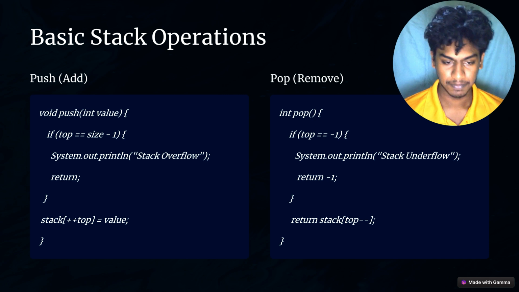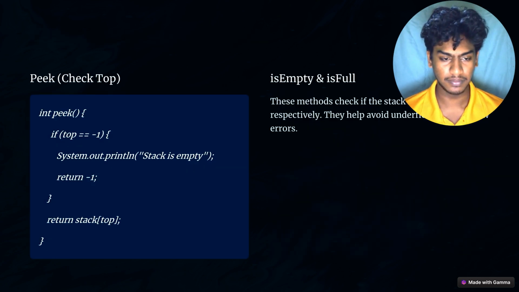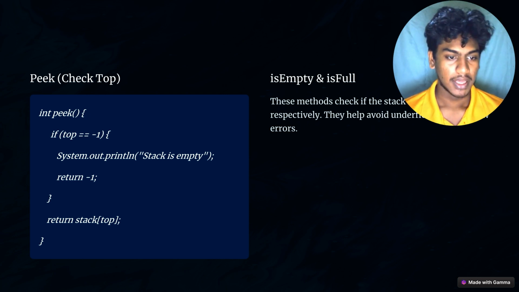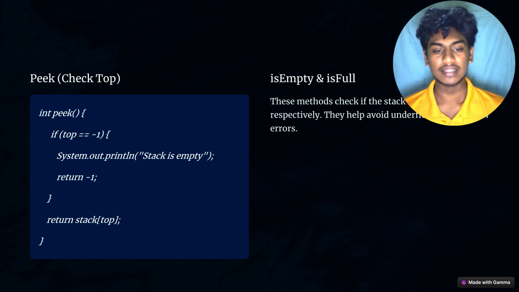If the stack is not empty, the top element is returned and removed from the stack. Please refer to the code. It makes it easier to understand. The third one is peek. Peek retrieves the top element without removing it. This is useful when you want to check the last inserted value and not remove it.